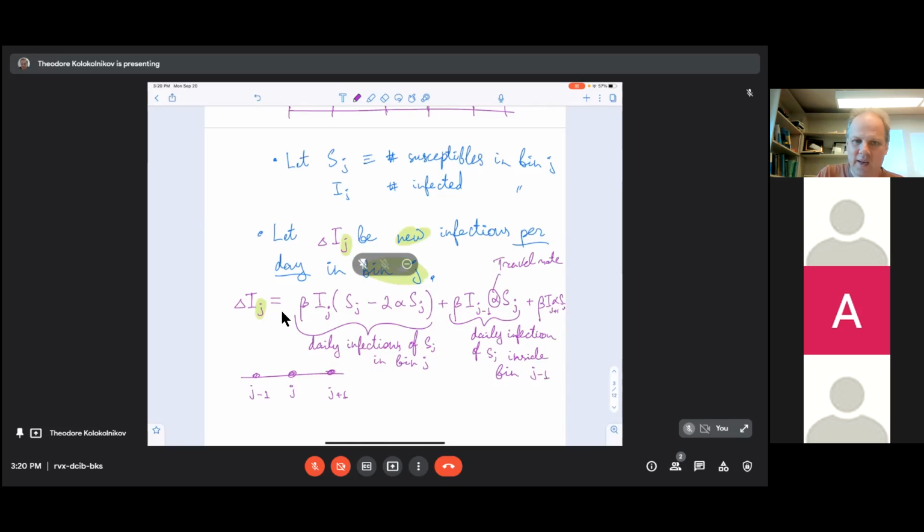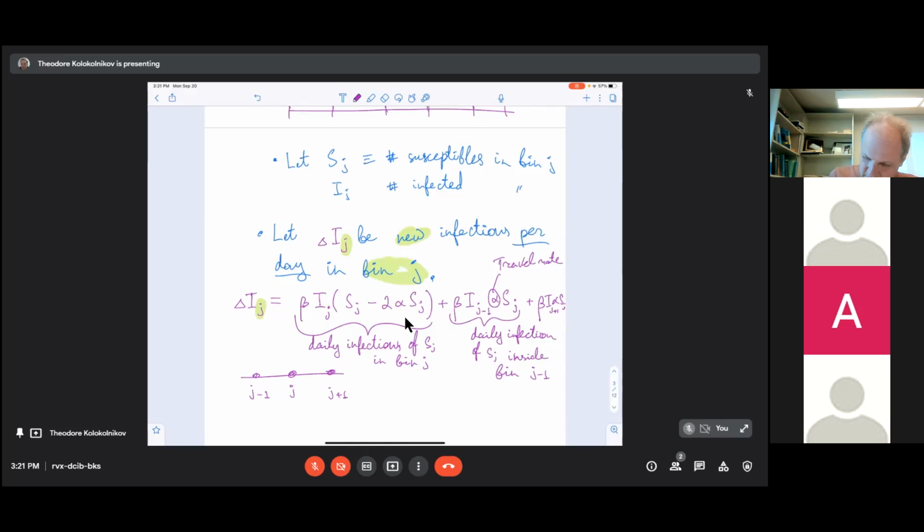This rate here is the same as this beta here. Those individuals that travel to the bin j minus 1 are subtracted from the individuals that are staying at home, right? So some are staying at home, some are going to work. So that term is, so yeah.